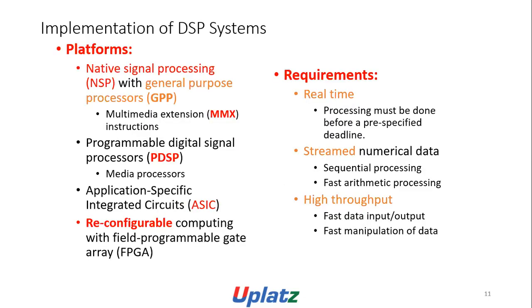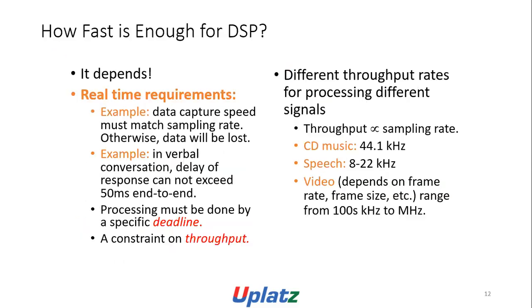Implementation of DSP system platforms: native signal processing with general purpose processor, GPP, multimedia extension, MMX instructions, programmable digital signal processor, PDSP, media processor, application specific integrated circuits, ASICs, reconfigurable computing with field programmable gate arrays, FPGA. Requirements: real-time processing must be done before specific pre-specified deadlines, streamlined numerical data, sequential processing, fast automatic processing, high throughput, fast data input output, fast manipulation of data.